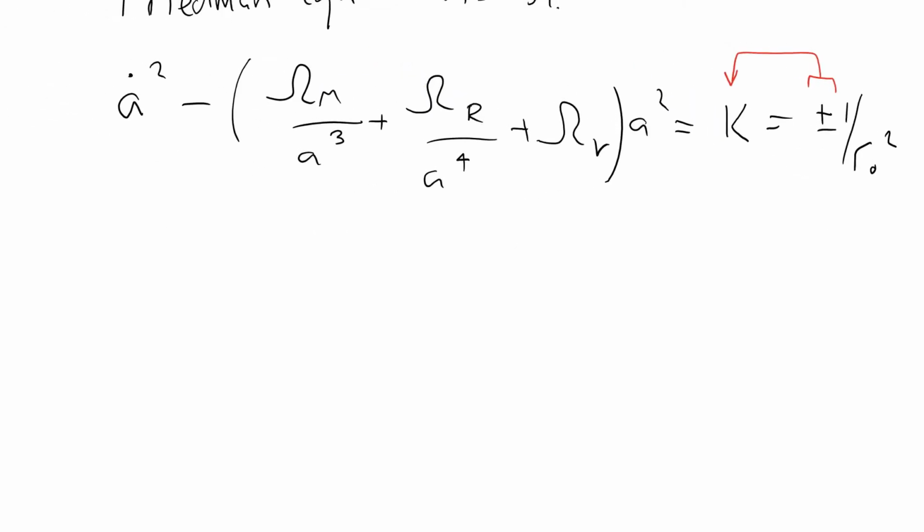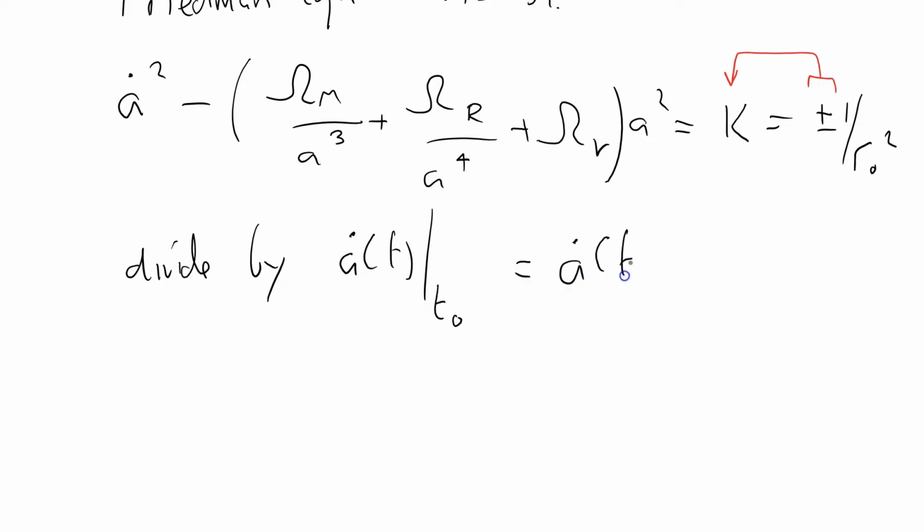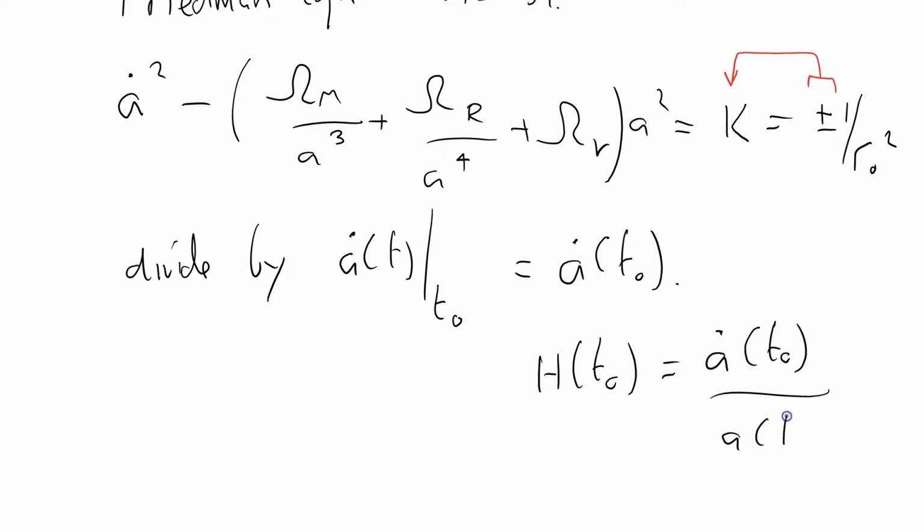What I'm going to do now is to divide both sides of this equation by ȧ(t) evaluated at the current time. I guess you could say ȧ(t0). Okay, and bearing in mind that the Hubble constant at the current time is ȧ(t0) over a(t0), what do we get?